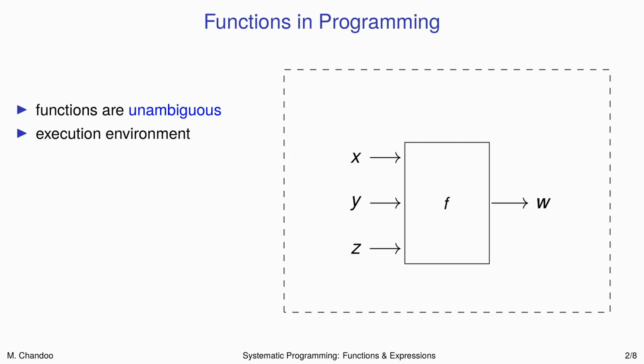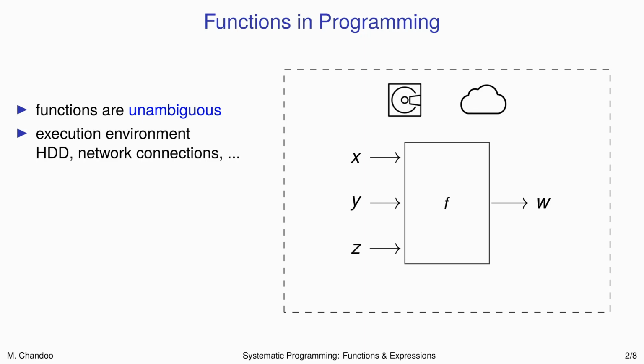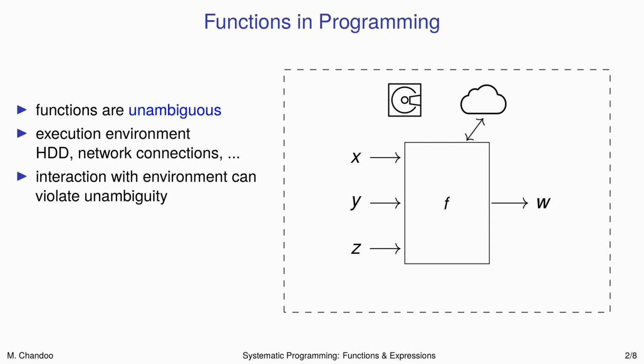A function in the context of a programming language is embedded in an execution environment. This includes memory, disk drives, network connections, and more. For example, a function could request the answer for a given input from a server. But this could violate the unambiguity requirement because the server might change the answer to the same input at some point. So this would not be a function in the mathematical sense.